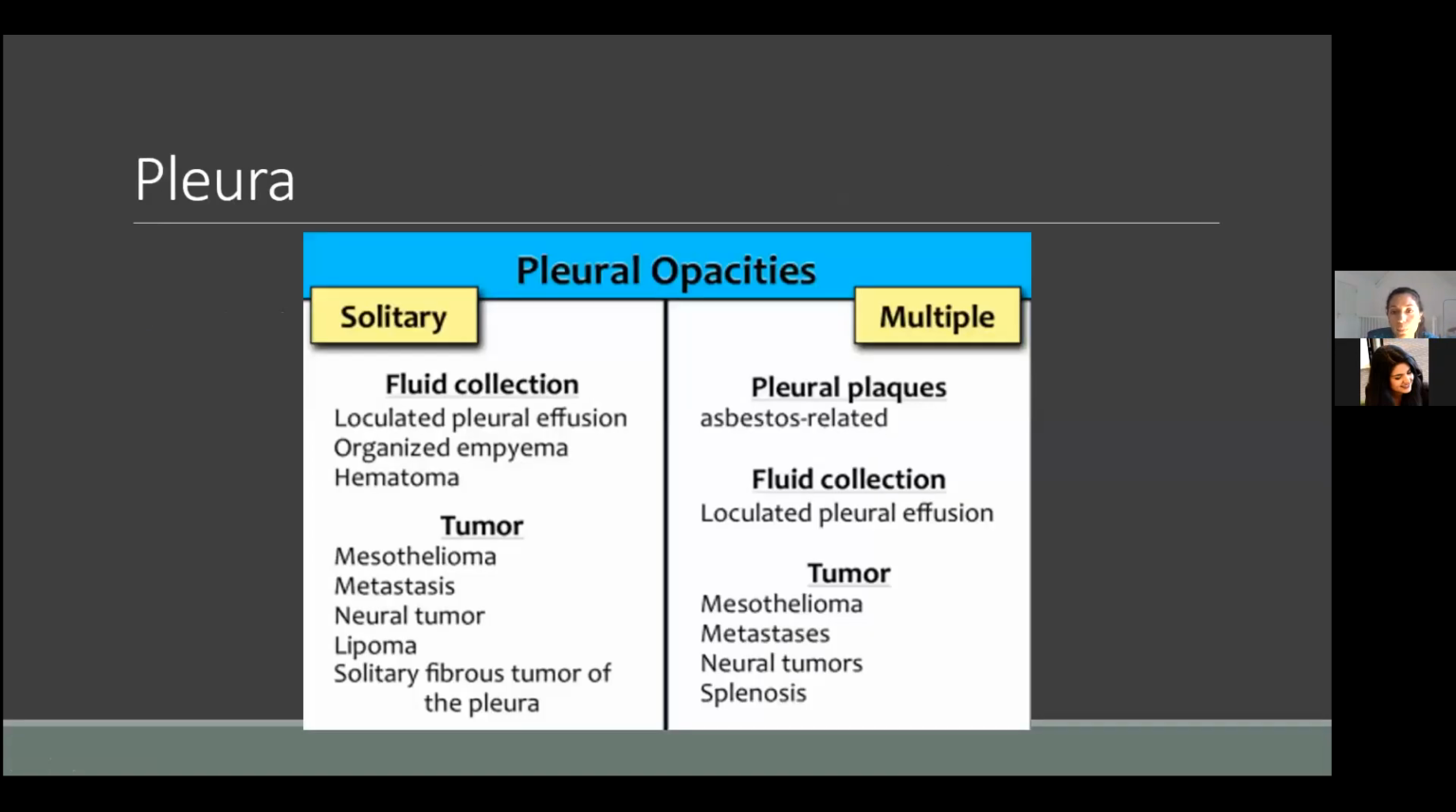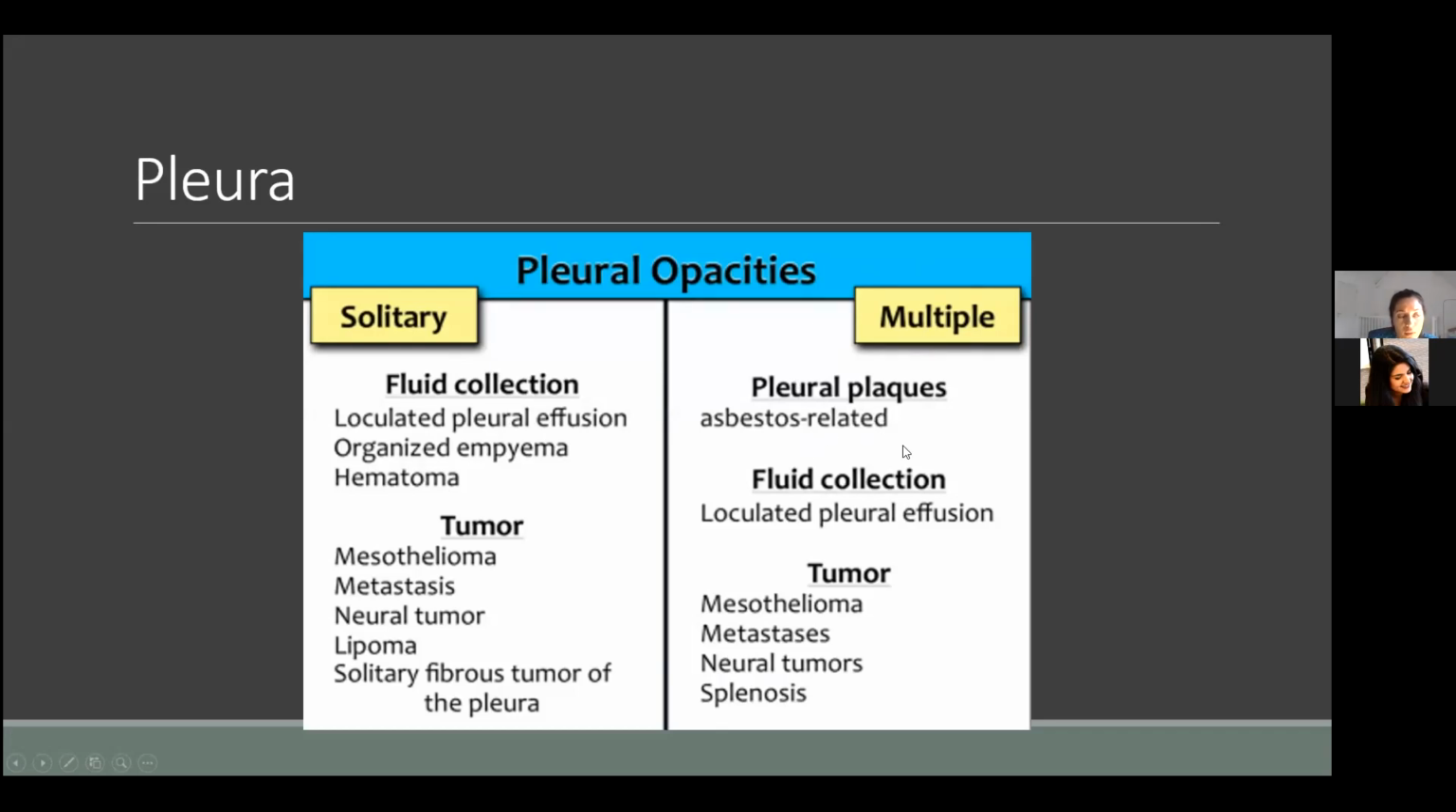So pleural opacities can have different causes. Mostly pleural effusion, which most of you might have seen during your work, but also fluid collections can be formed by hematomas or empyema. If there are multiple pleural opacities, think of pleural plaques.